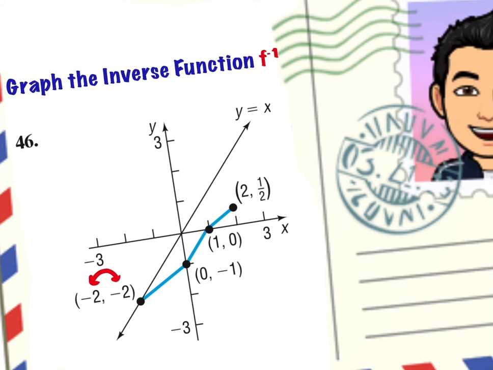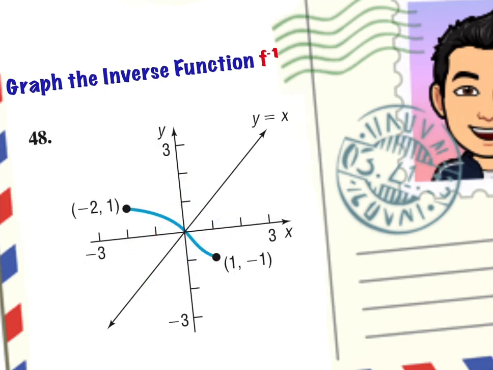For number 46, if you swap the x and y of this point, nothing changes. So you're still going to get negative 2, comma, negative 2. If you swap the x and y of this point, you're going to get negative 1, comma, 0. Swapping this, you're going to get 0, comma, 1. Swapping the 2 and 1/2, you're going to get 1/2, comma, 2. So let's connect all the points. And this is what you got. And this is the inverse function.